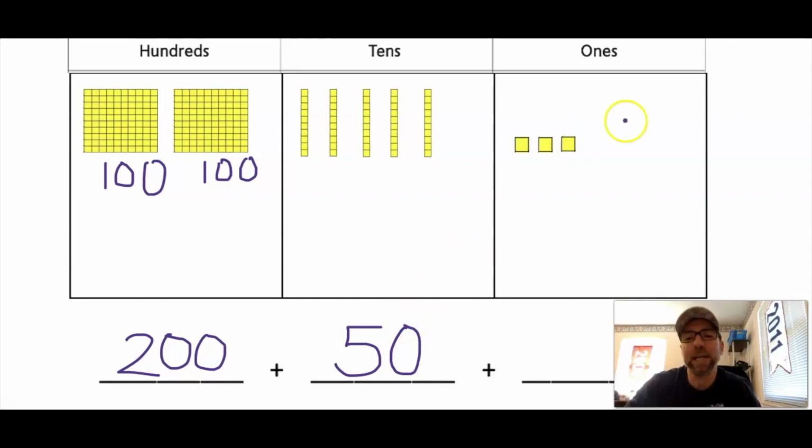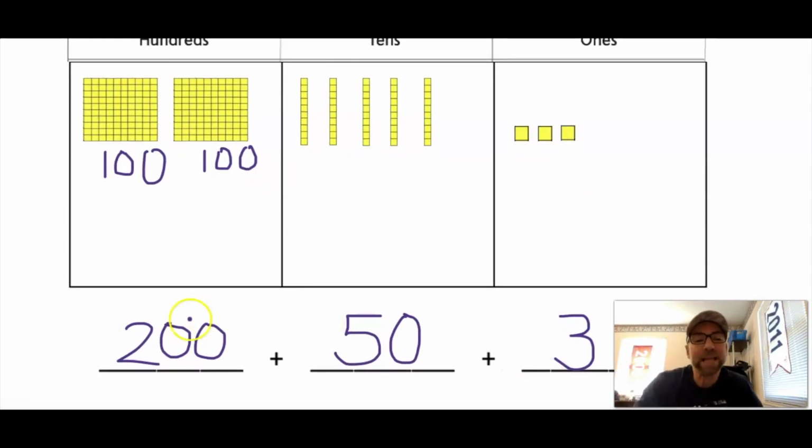And then I'm going to look at my ones. 1, 2, 3. And I'm going to write 3. So look at my addition problem: 200 plus 50 plus 3. Listen to how it sounds.